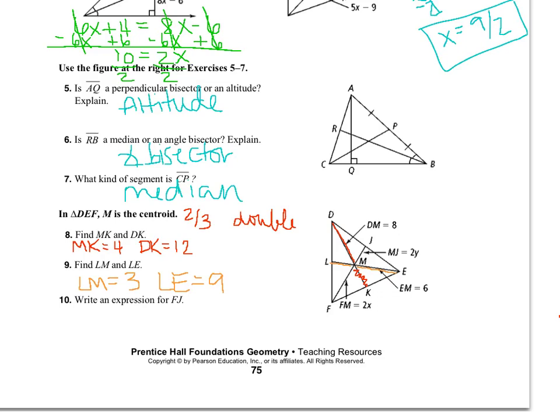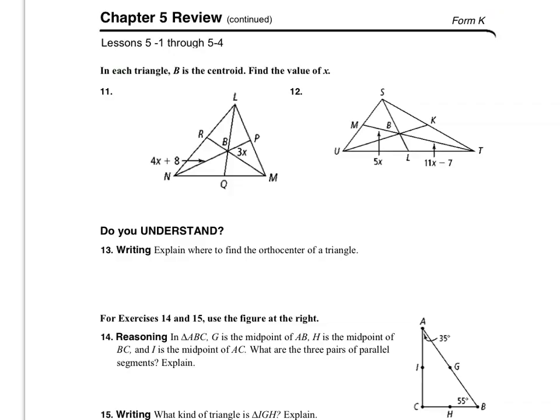Now number 10 is a little bit different. Okay, it's asking me for an expression for FJ, but this should be fairly simple for you because FJ is this piece here, and they've actually told you what the bigger piece and what the smaller piece are. So all you have to do is take those two expressions and add them together. So FJ equals FM plus MJ. So I need to substitute in 2K plus 2Y. And that's your final answer.